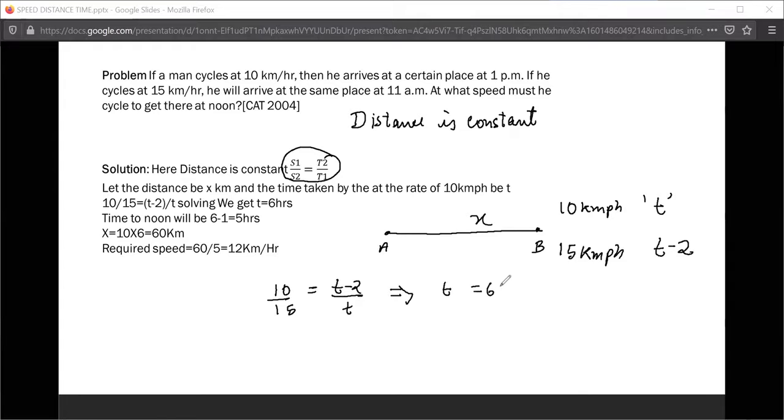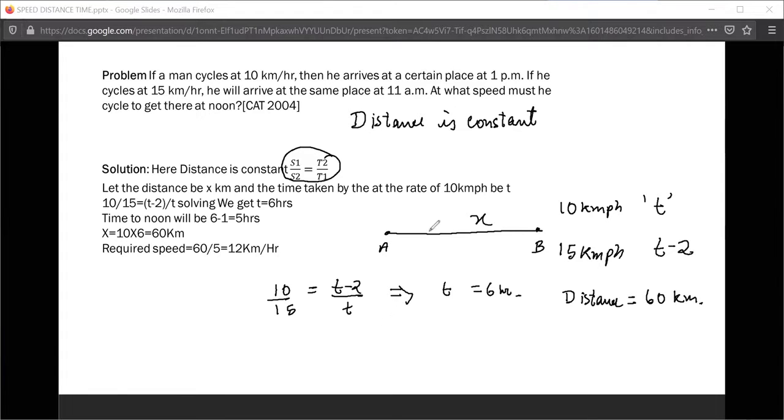which implies that t you will get is 6 hours. If t is 6 hours, then the distance will be speed into time, that is 10 times 6, that will be 60 kilometer.